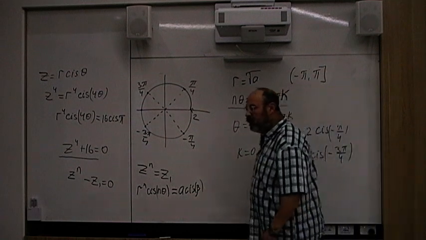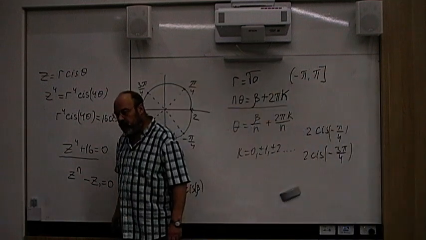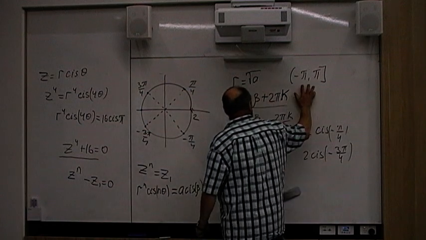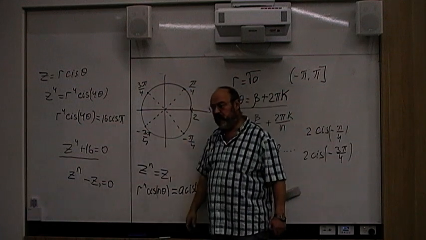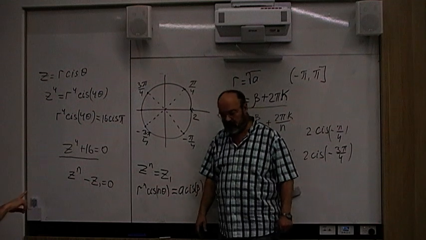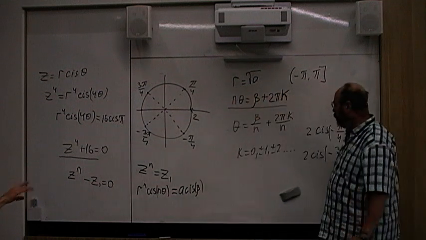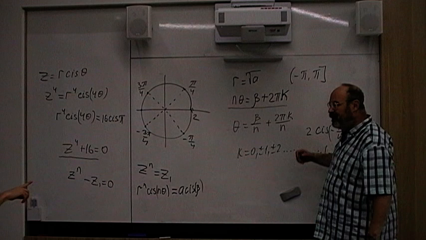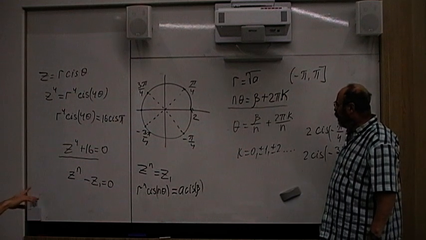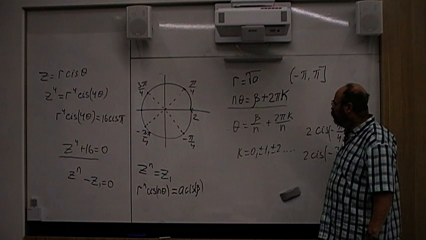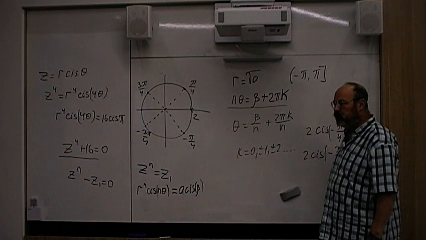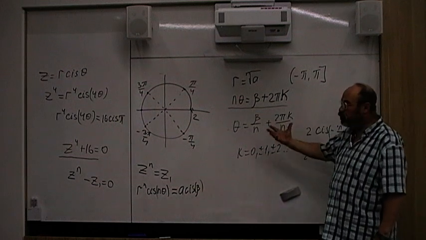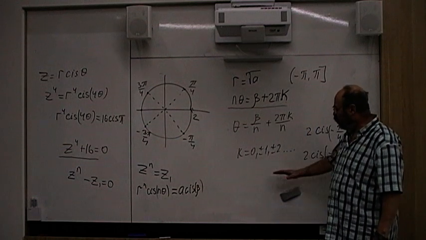Would it always be that interval? Depends what they ask, but usually yes, because that's the principal argument. Everything else will be repeated. From minus pi to pi, we have covered the whole revolution. Make sense? Do you have to write k as an element of the integers? No, you don't have to write that. You don't have to find the general solution. You need to find the actual roots of the complex number.